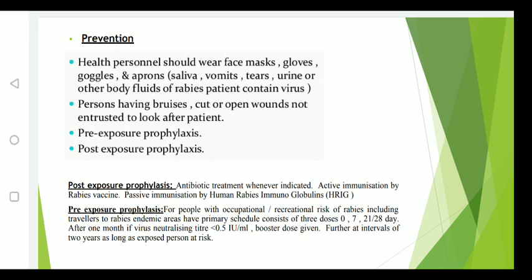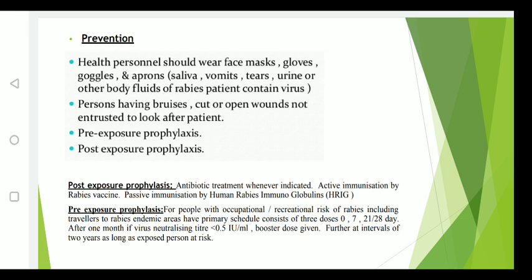Then prevention. As nurses, that is health personnel, when approaching the patient we should wear a face mask, gloves, goggles and aprons to protect ourselves from handling the infected person's body fluids. We use this personal protective equipment.